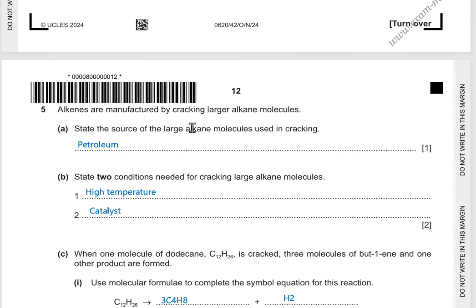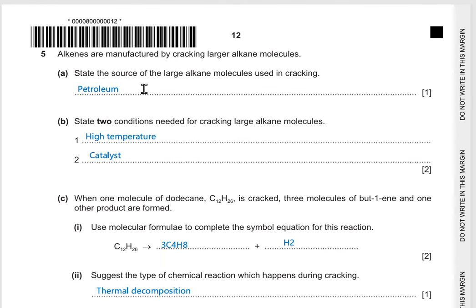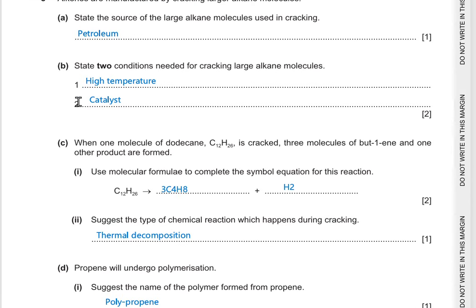Alkenes are manufactured by cracking larger alkane molecules. State the source of the large alkane molecules using cracking: petroleum. State two conditions needed for cracking large alkane molecules: high temperature and a catalyst. When one molecule of dodecane, C12H26, is cracked, 3 molecules of but-1-ene and one other product are formed.